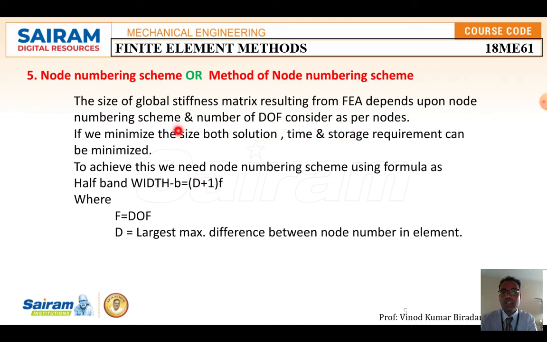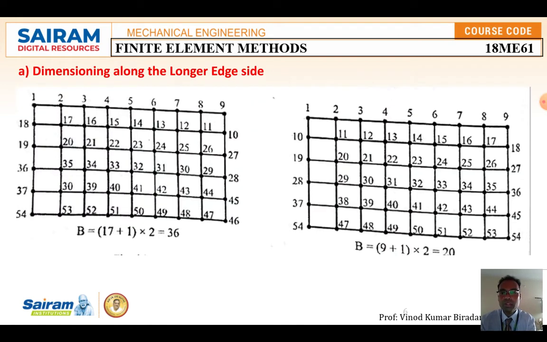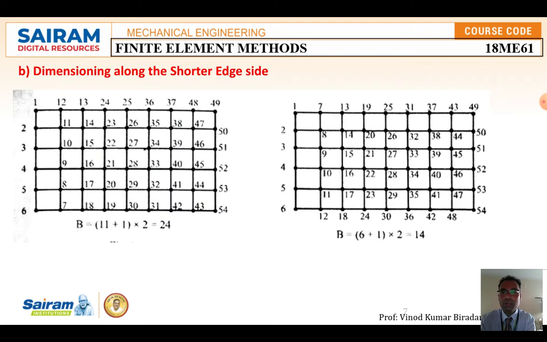We have a simple formula for problems here. We use the formula for half bandwidth, which is B equal to (D plus 1) times F, where D stands for the largest maximum difference between the node numbers in an element, and F stands for the degrees of freedom per node. I will show you here. This can be explained by two methods: one is the dimension along the longer edge, and the other is along the shorter edge.